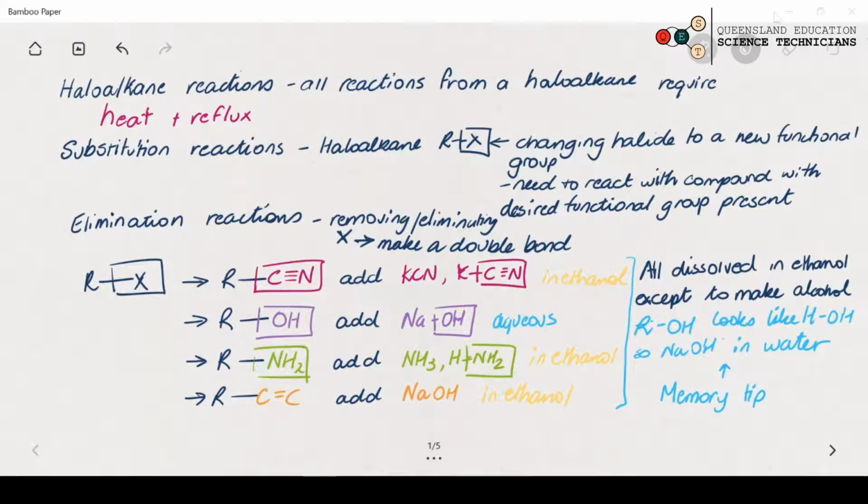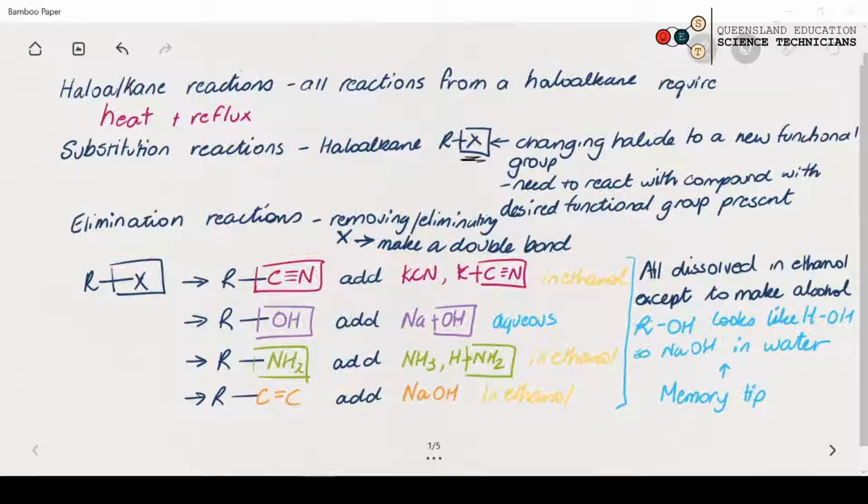So haloalkanes require heat and reflux for every single one of their reactions. So if you remember haloalkane, heat and reflux, so H and H. They can either go through substitution reactions or elimination reactions. In the substitution, we're changing this halide into a new functional group. So we're substituting out. So we need to remove the halide and react it with a compound that actually has the functional group that we want.